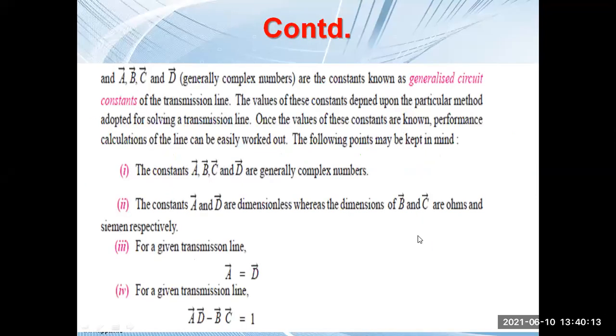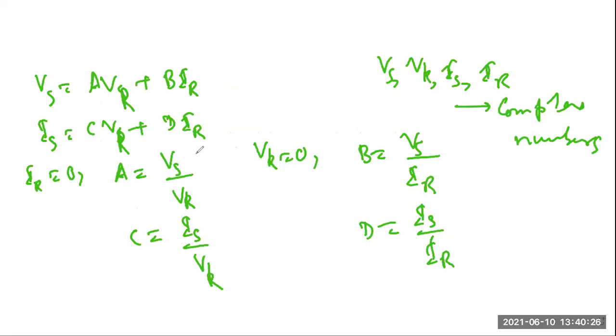Next, the constants A and D are dimensionless, whereas the dimensions of B and C are ohms and Siemens. It is very easy to understand. A is Vs by VR. This will be volt over volt, or kV or MV, whatever unit, so the unit cancels and A will be unitless. D is Is by IR, in ampere or kiloampere, and that also cancels, so it is unitless.